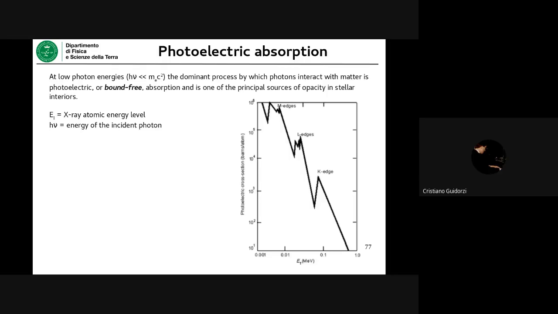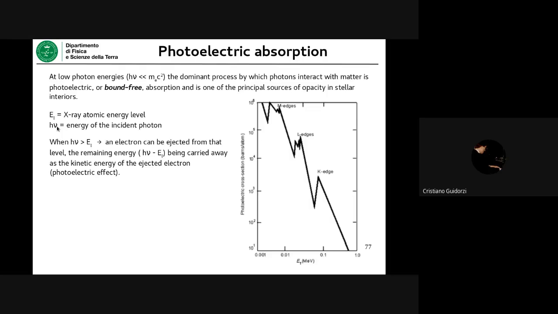So let's suppose we call EI the energy level of some inner energy level of a given atom. Let's suppose we have a photon with energy h nu. Now, of course, in order for the electron to be ejected, you have to give it an amount of energy which is equal to or greater than the binding energy. Otherwise, there's no way you can extract the electron.